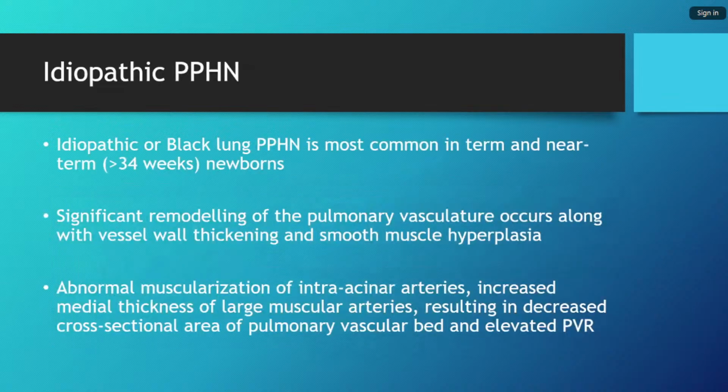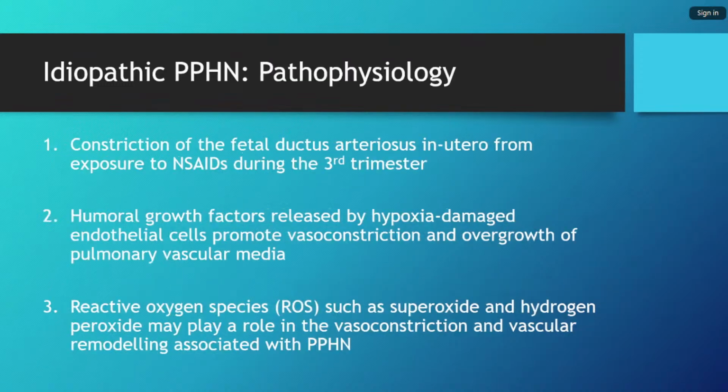Now, what is idiopathic PPHN? Idiopathic or black lung PPHN is most common in term and near-term newborns. There is significant remodeling of the pulmonary vasculature along with vessel wall thickening and smooth muscle hyperplasia. There is abnormal muscularization of intra-acinar arteries, which leads to increased medial thickness of large muscular arteries, resulting in decreased cross-sectional area of the pulmonary vascular bed, and it increases pulmonary vascular resistance.